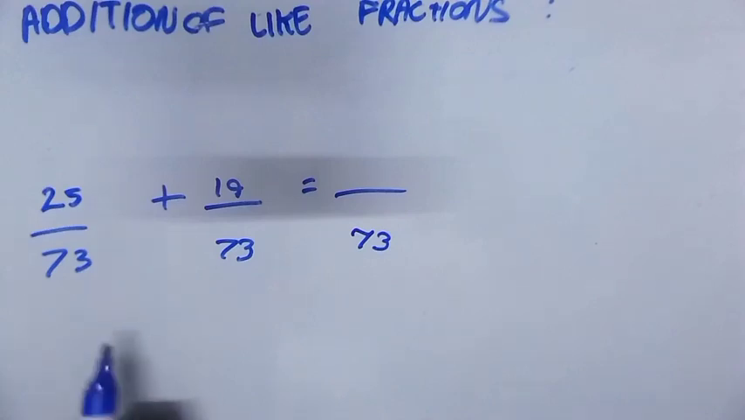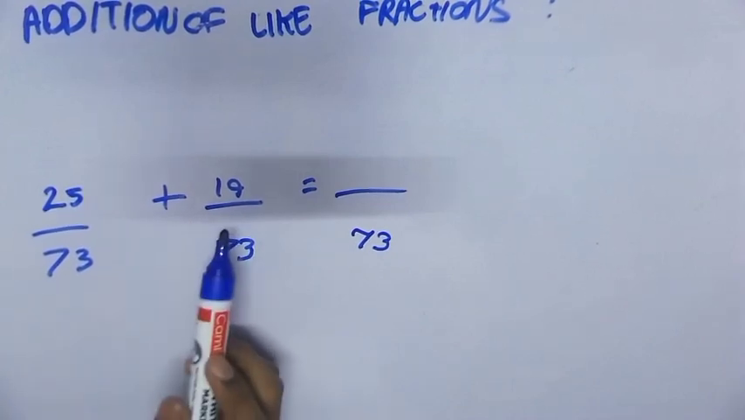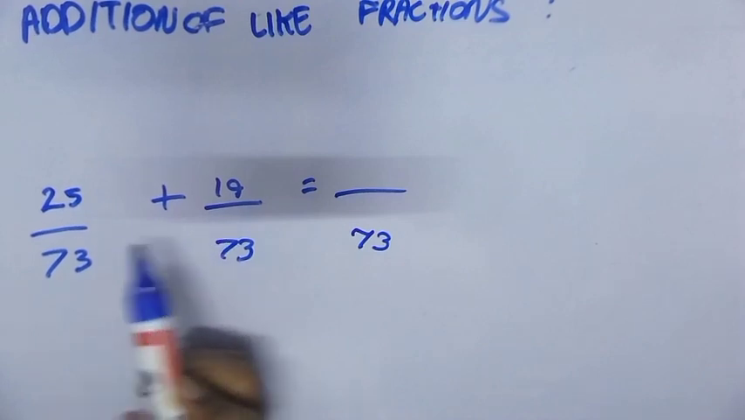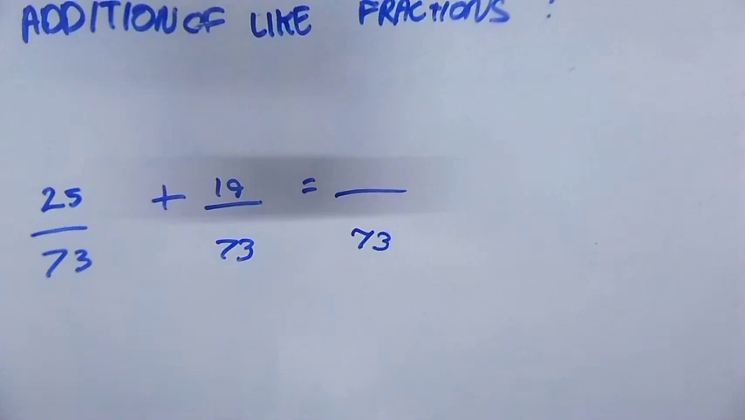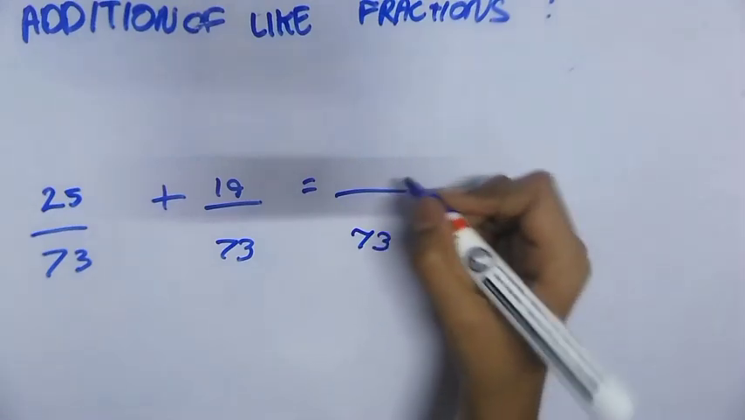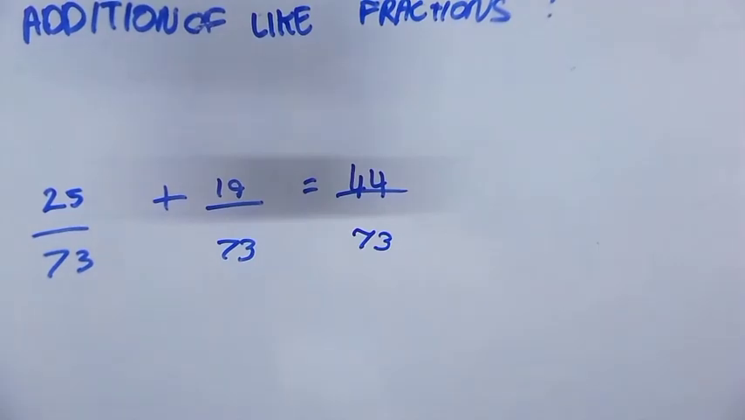But this time, when it is at the numerator, you have to properly add 25 plus 19, which is 35 plus 9 equals 44. So 44 by 73 is the right answer. Thank you. Let's move on to addition of unlike fractions.